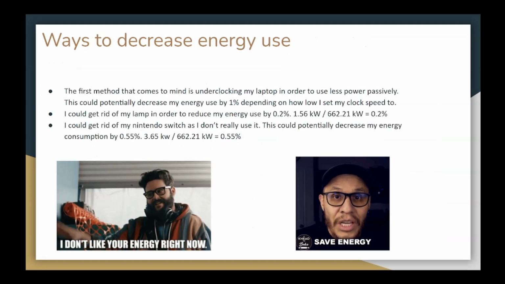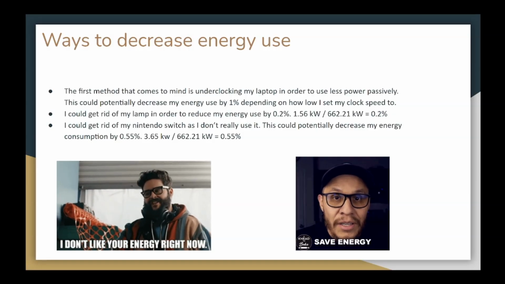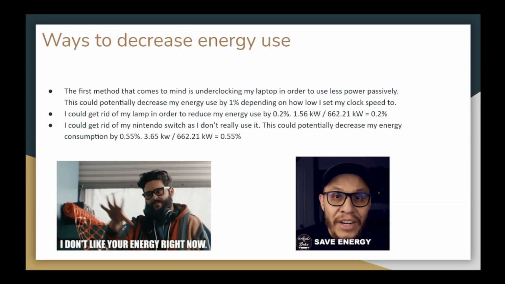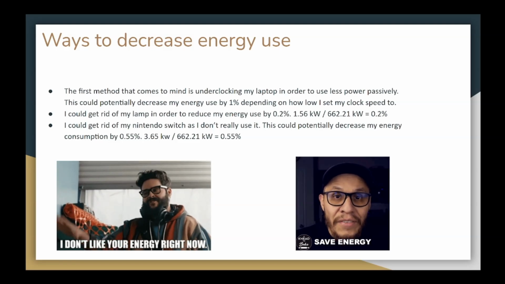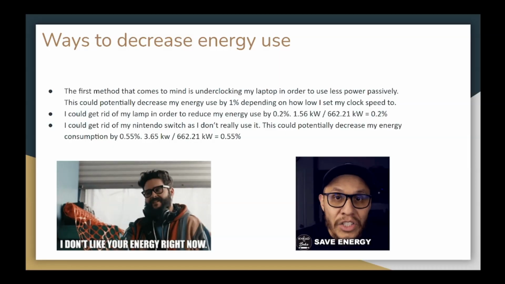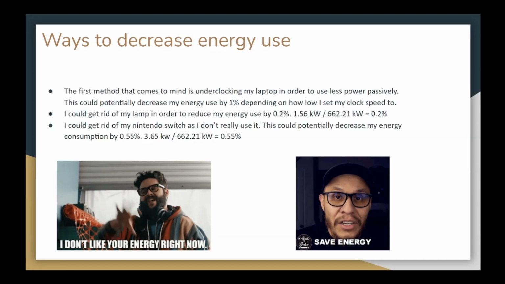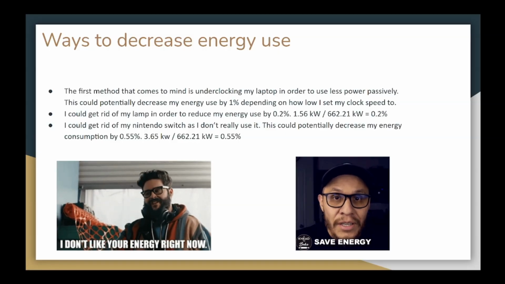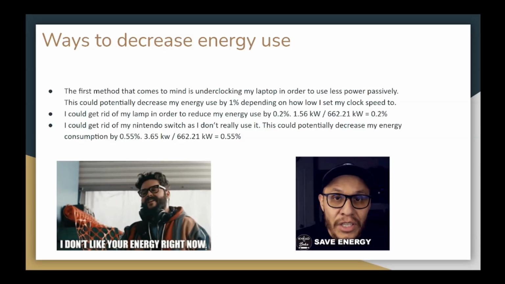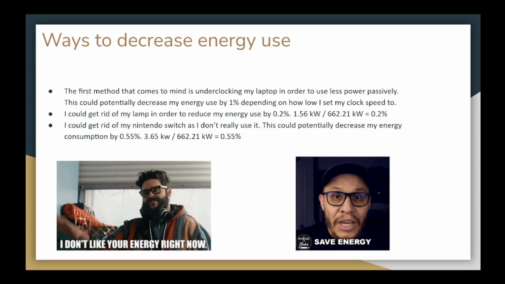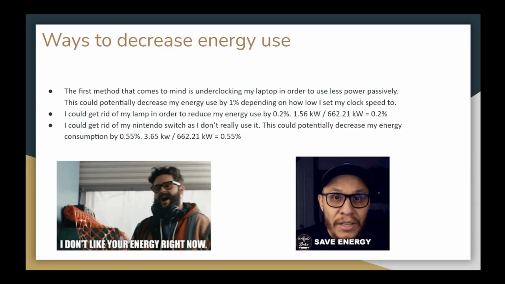The first method that comes to mind is underclocking my laptop in order to use less power passively. This could potentially decrease my energy use by 1%, depending on how low I set my clock speed. I could get rid of my lamp in order to reduce my energy use by 0.2%, as shown by the calculation, and 662.21 kilowatt hours is the total amount of energy used annually. I could get rid of my Nintendo Switch as I don't really use it. This could potentially decrease my energy consumption by 0.55%, as shown by the calculation.